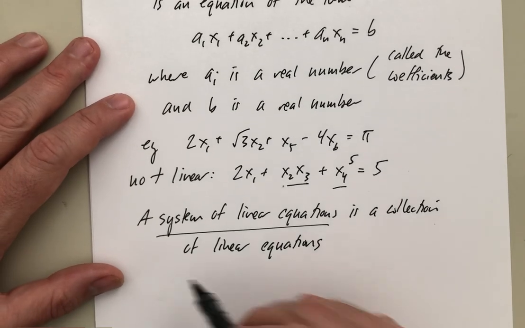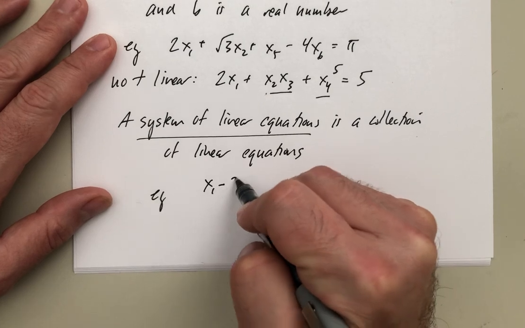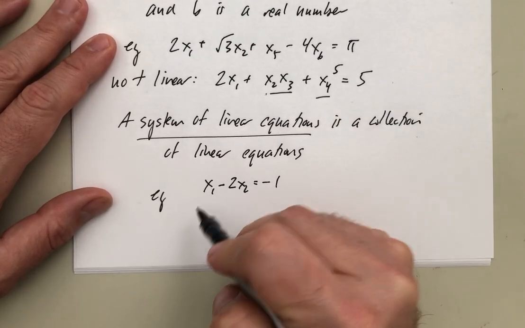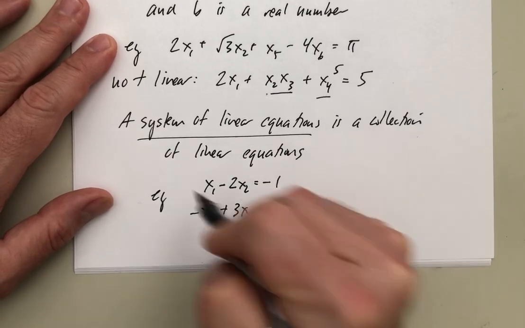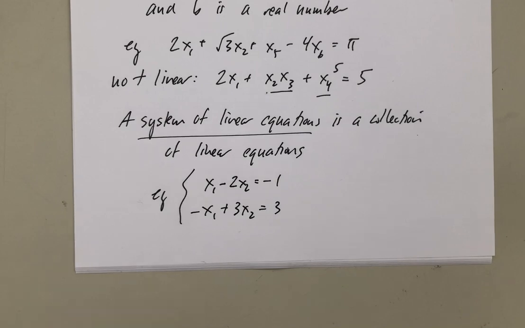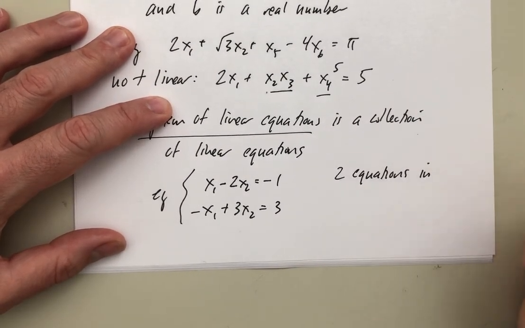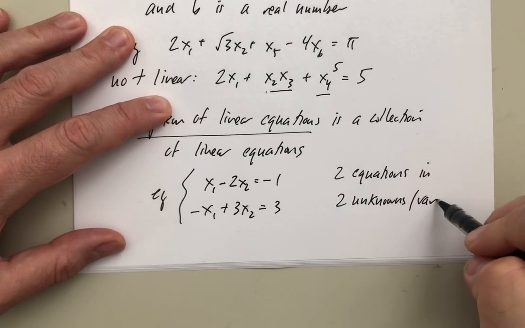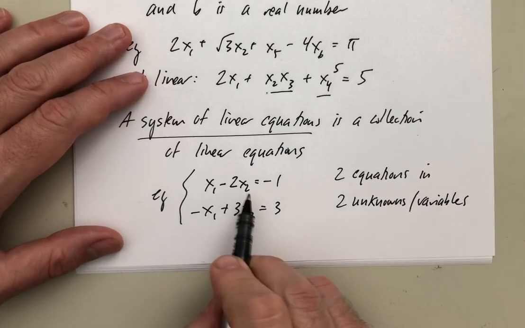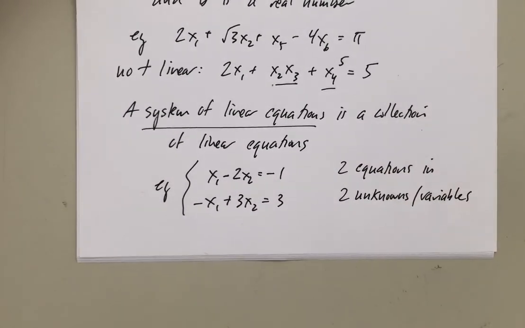Maybe an example here that we'll come back to later is, let's say, x1 minus 2x2 equals minus 1. And I also want to consider minus x1 plus 3x2 equals 3. So this system, the two equations here, that's a system. These are two equations in two unknowns, or you can call them variables. There are two equations and two variables involved. So that's the basic idea. That's a system of linear equations. That's what we're going to be spending the whole semester on.